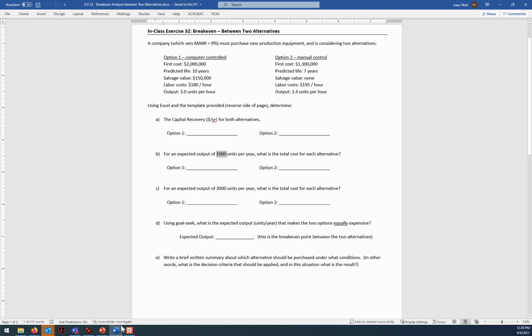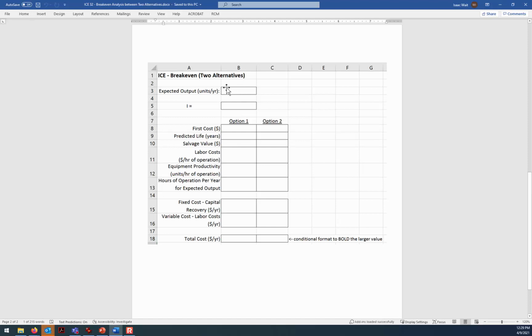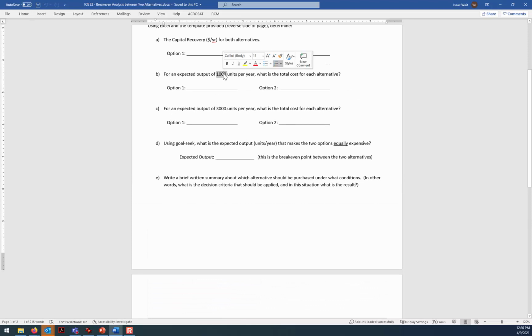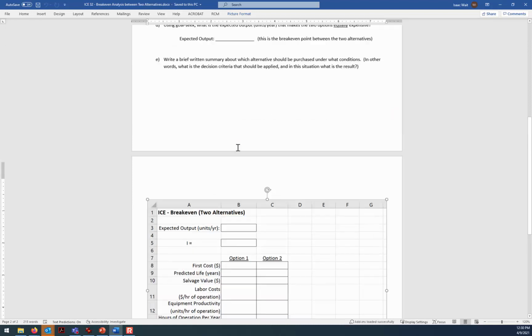Then you can change in the spreadsheet template the way that you'll have this set up. You're going to put the number of units per year in cell B3. For the first problem it'll be 1,000 units. For the second problem it'll be 3,000. When you change it to 3,000, that's going to change how many hours per year is required, and then that's going to change your variable cost, which will in turn change the total cost.